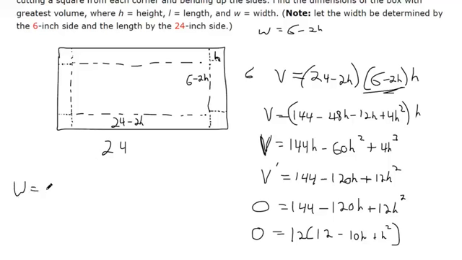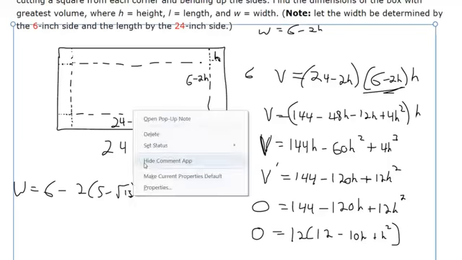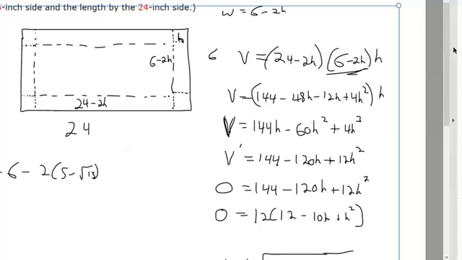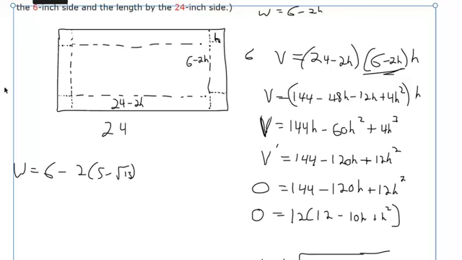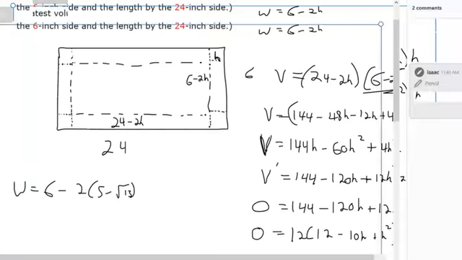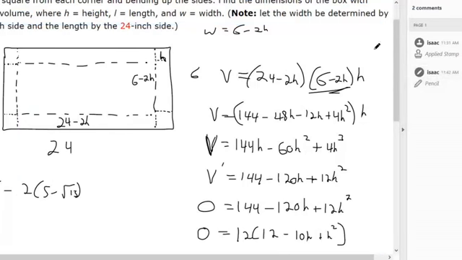To find out the width, you're just going to plug in 5 minus the square root of 13 into the expression that we created for the width. I don't know what I clicked. Something not good.